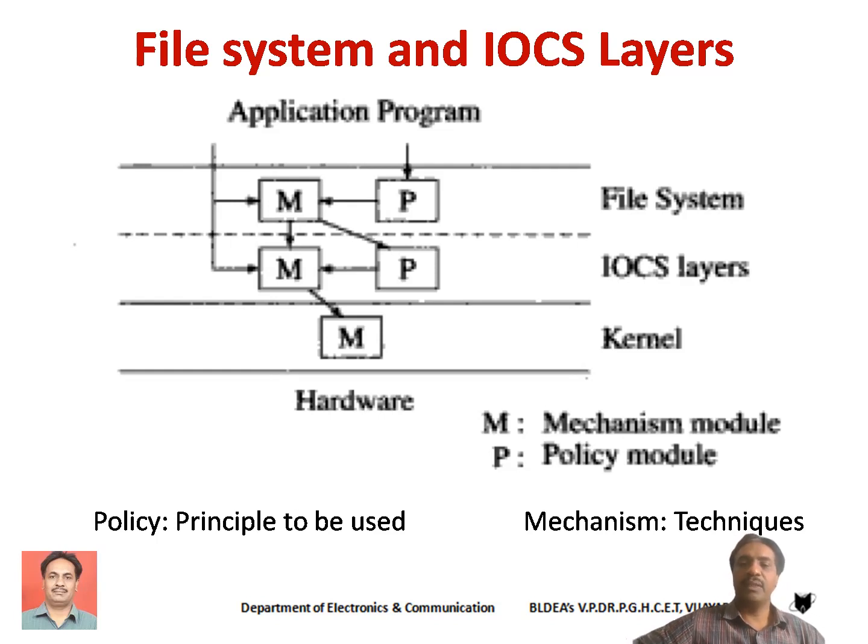And the file system contains mechanisms and policies by using which it can access the facilities provided by the IOCS layers. Students, these layers contain different policies, which are indicated by the letter P, and also contain different mechanisms, which are indicated by the letter M. Policy means the principles to be used, and mechanism means the techniques which are used to implement the policy. For example, as we discussed, FCFS is one policy, first come, first serve.